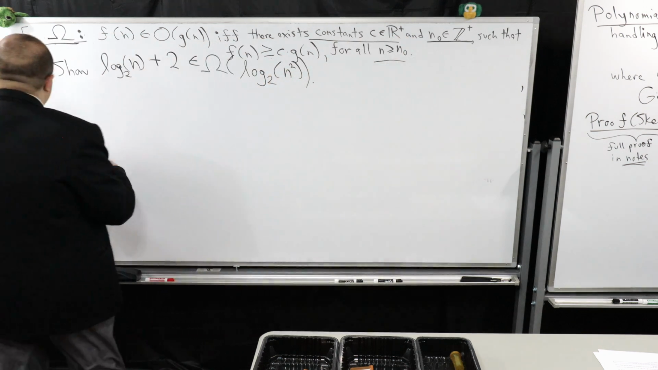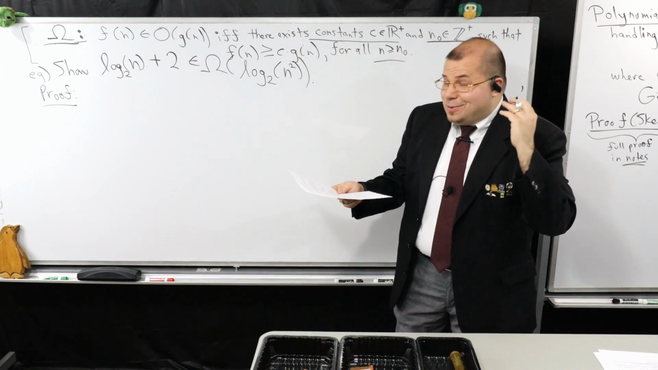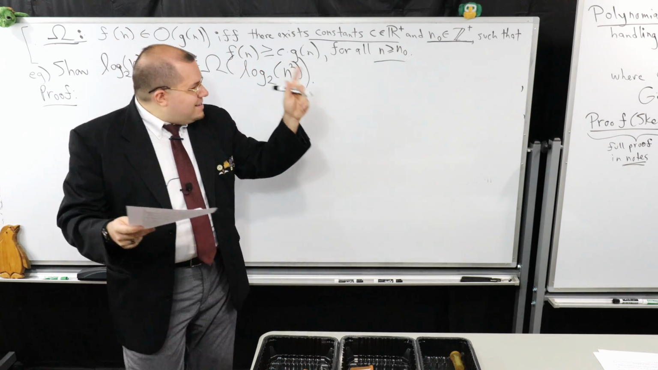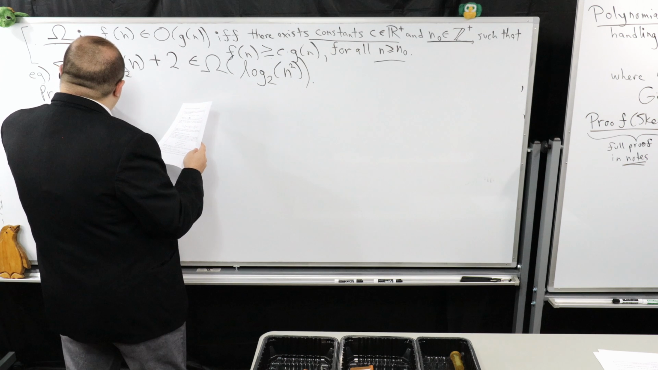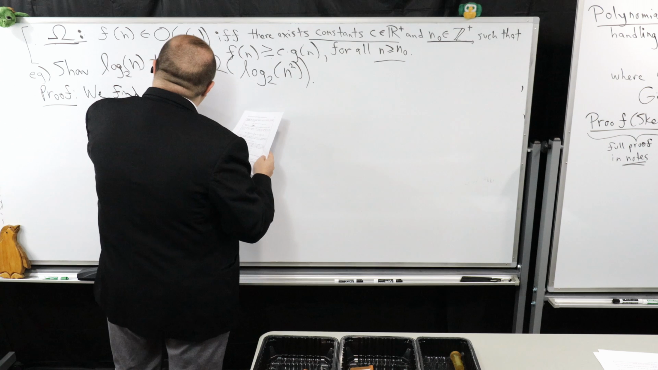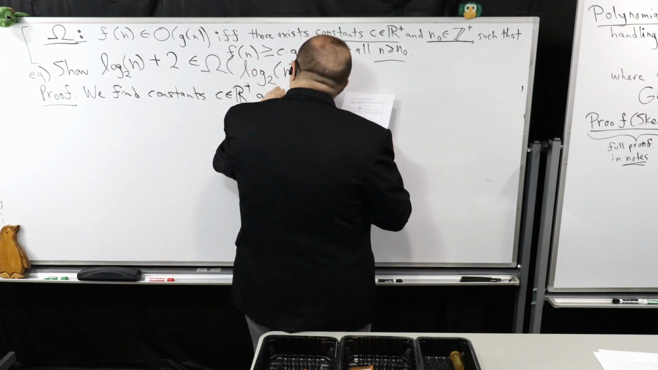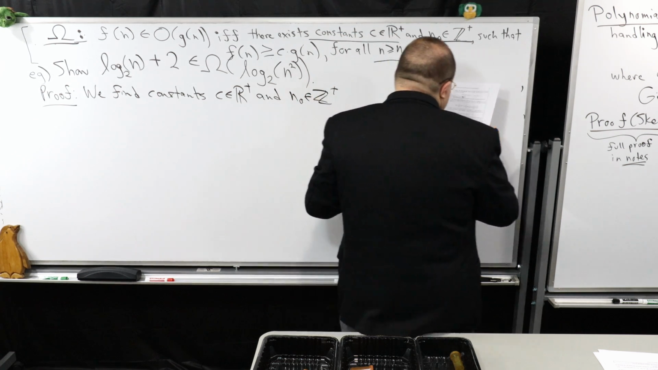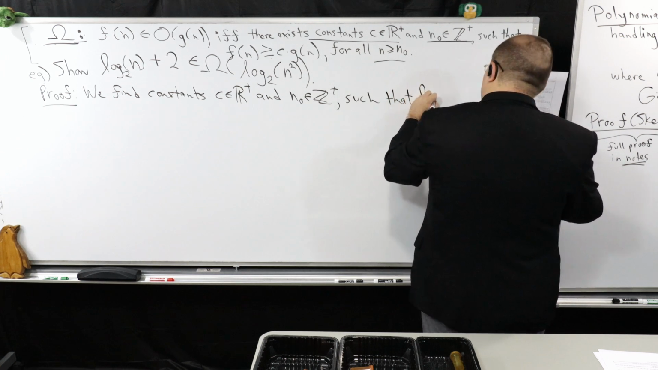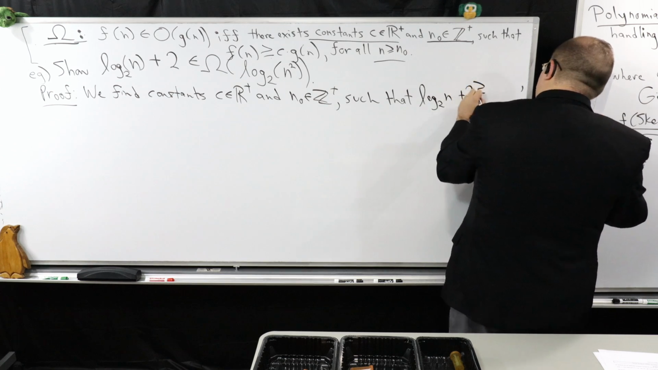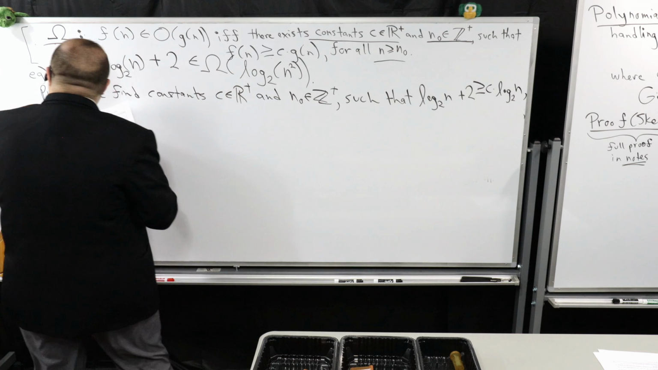So I'm going to prove this for you. We're going to use the definition of big omega to do that. So let me describe what my method is. I'm going to find c and n0 such that that holds for all n greater than or equal to n0. So we find constants c and n0 such that log base 2 of n plus 2 is greater than or equal to c times log base 2 of n for all n greater than or equal to n0.